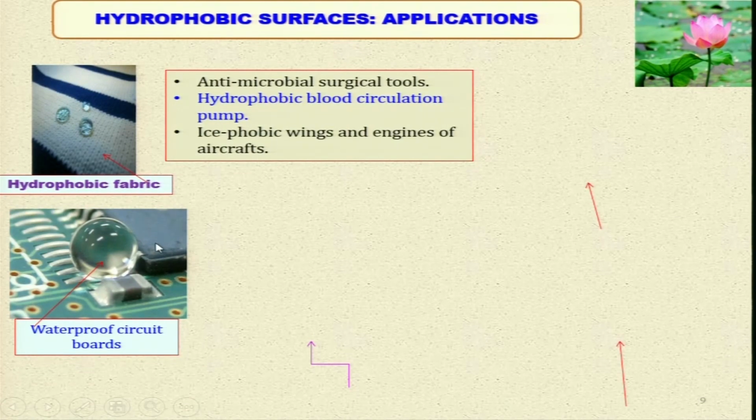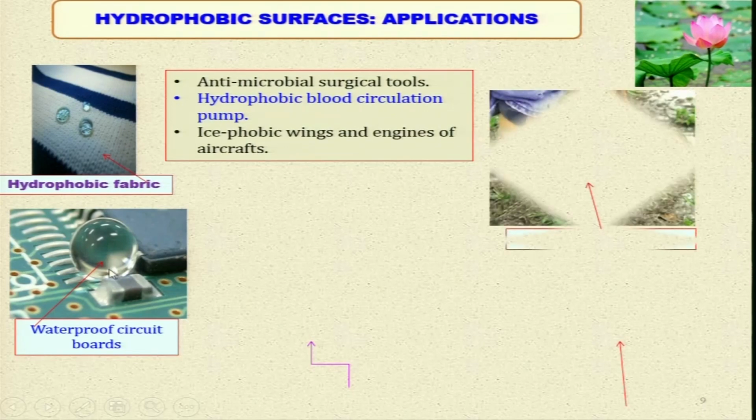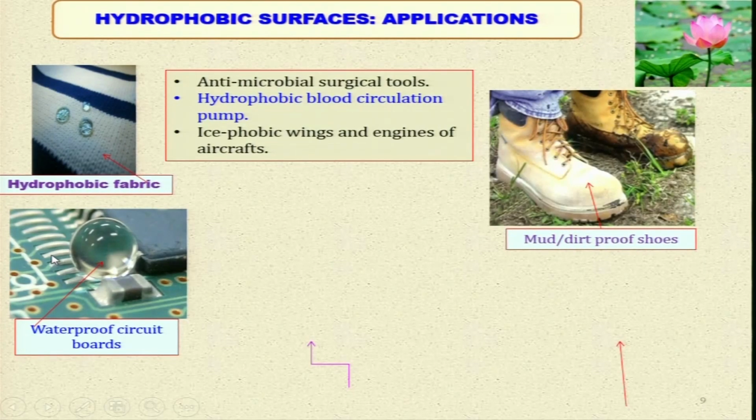Now, this is a very important application. Waterproof circuit boards are there. Now, you have these electronic circuits. If even a single water drop goes there and gets adhered, then the whole circuit gets damaged. But if the surfaces are hydrophobic in nature, then this water drop will not get adhered, and it will get removed or vaporized, and your circuit will not get damaged. So, a hydrophobic surface on these electronic circuit boards is very important.